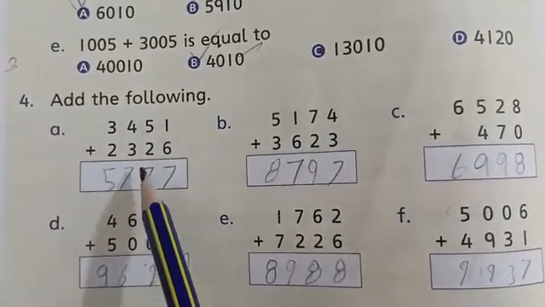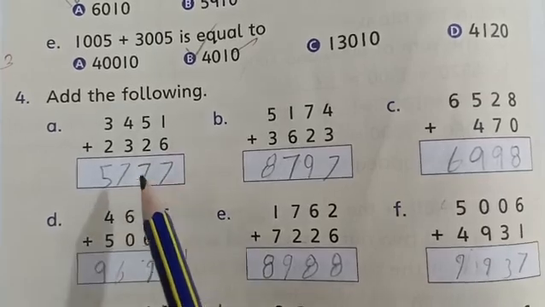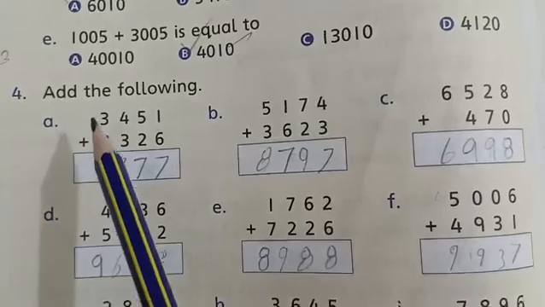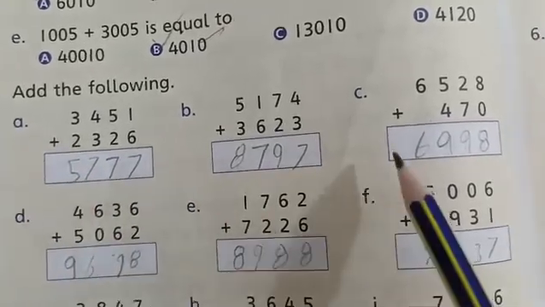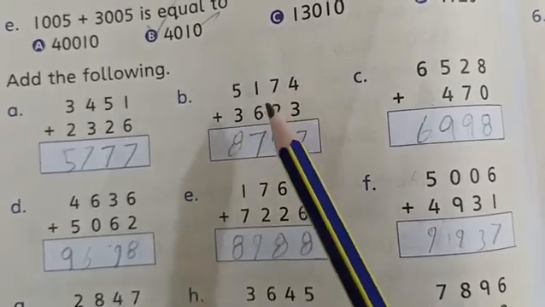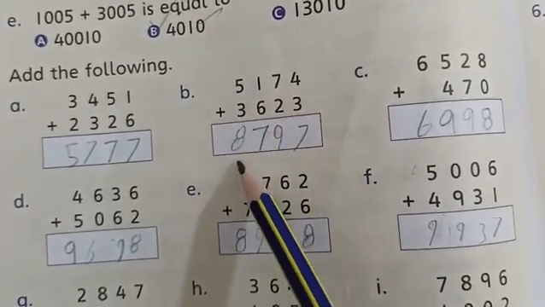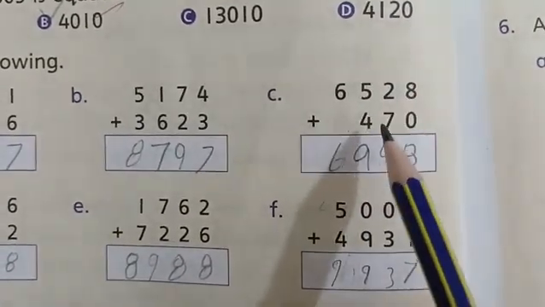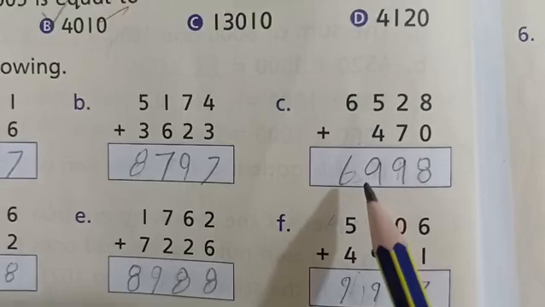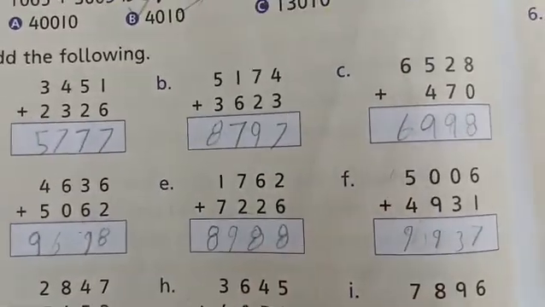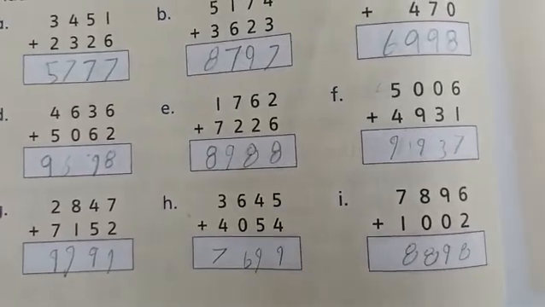Next we have question number 4. Add the following. Look at A part. 1 plus 6 is 7. 5 plus 2 is 7. 4 plus 3 is again 7 and 3 plus 2 is 5. 4 plus 3 is 7. 7 plus 2 is 9. 1 plus 6 is 7 and 5 plus 3 is 8. Next we have 8 plus 0 is 8. 2 plus 7 is 9. 5 plus 4 is again 9 and 6 as it is. Same like this we will solve the remaining parts.